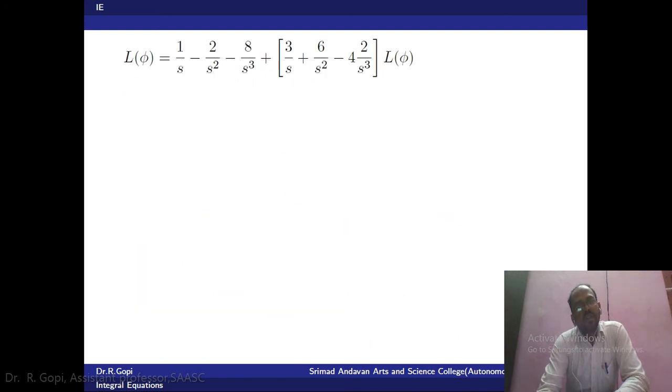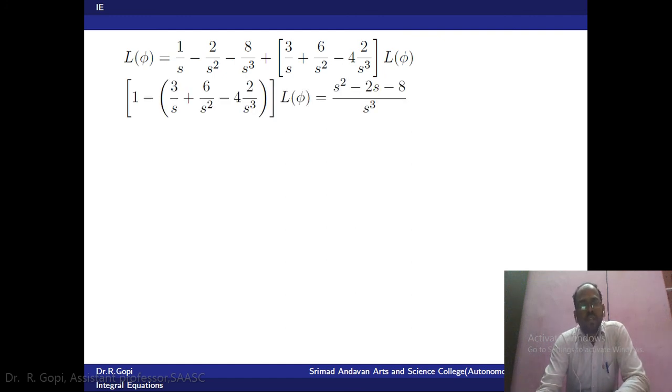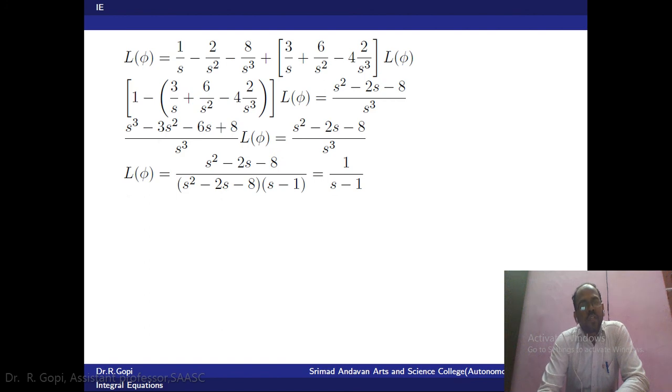So taking these values to the left side and taking L of phi common, we get 1 minus these values into L of phi equals the right side. Taking LCM, s cube minus 3s squared minus 6s plus 8 divided by s cube, and s cube cancels. Then we have to factorize the term. Dividing by s squared minus 2s minus 8, these factors get cancelled.